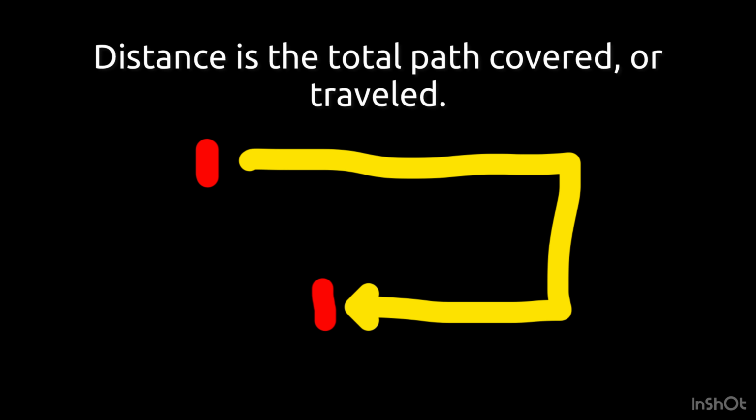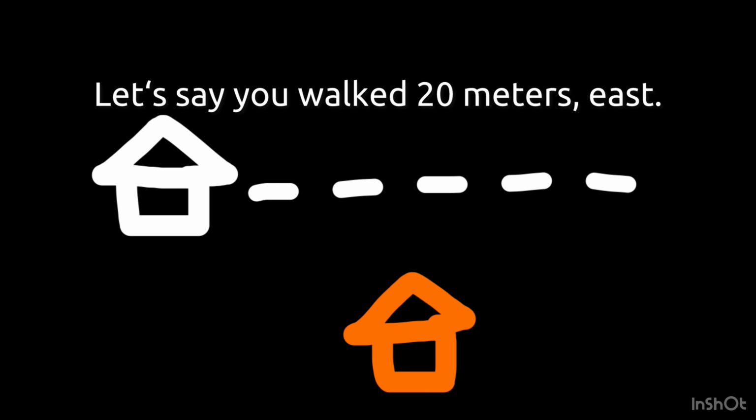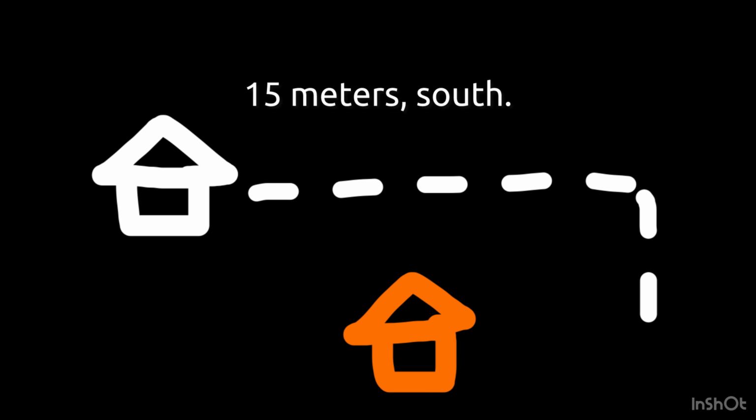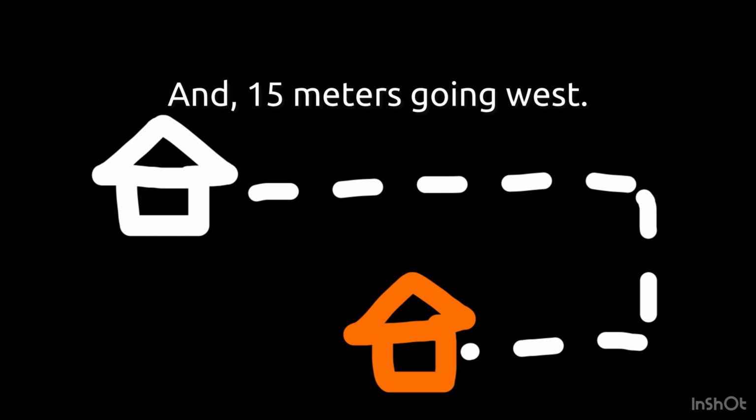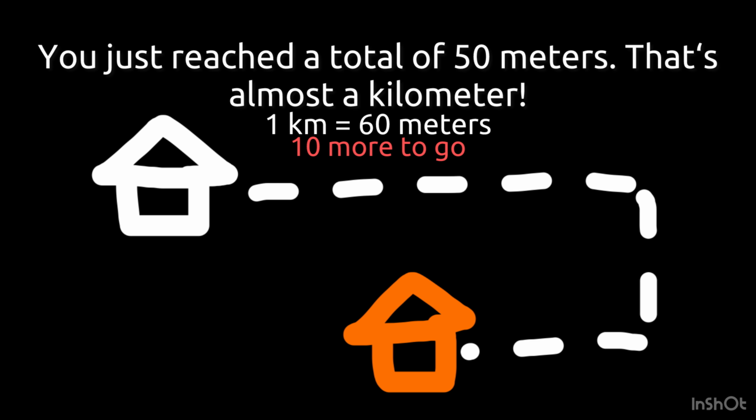Distance is the total path covered or traveled. For example, you start off from your house to your friend's house. Let's say you walk 20 meters east, 15 meters south, and 15 meters going west. 20 plus 15 plus 15 equals 50. You just traveled a total of 50 meters, almost a kilometer.